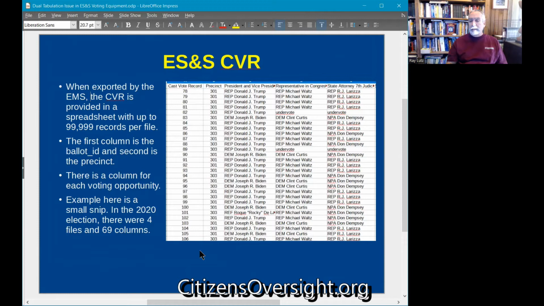Also, these are typically in separate files. There's only 99, basically one less than 100,000 records per file, or they won't load. So that's good that they do that. And this is just a snip of the file, of course. In 2020, there were 4 files for Volusia County, and there were 69 columns for each voting opportunity. Now, not all of those columns appear on every ballot, but they have in the cast vote record a column for every single possible contest and option.